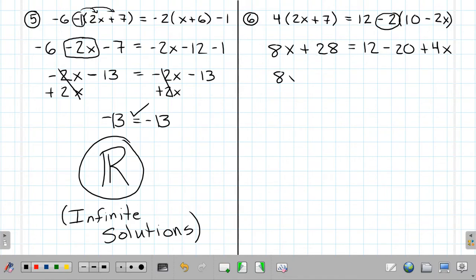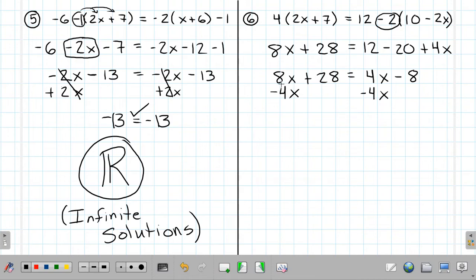So can't do anything to the left-hand side. That's still just 8x plus 28. But over here, we see that our variable term's 4x. Let's go ahead and write 4x. But what's left over? 12 minus 20 is a negative 8. So we're at the same point we were right here. We've got a choice. We can either subtract 8x from both sides or subtract 4x from both sides. I'm staying consistent. I'm going to subtract 4x. I'm going to subtract whatever's over here.